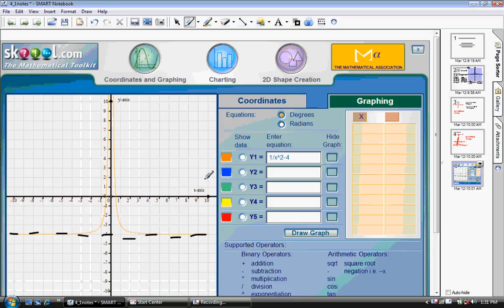So 1 over x squared is just another one of those basic functions that you need to add to your set, and then you need to be able to transform it in the ways we've talked about. So if you watch the homework video and the calculator video, I'll show you more examples of the transformations that you'll need to do. Okay?